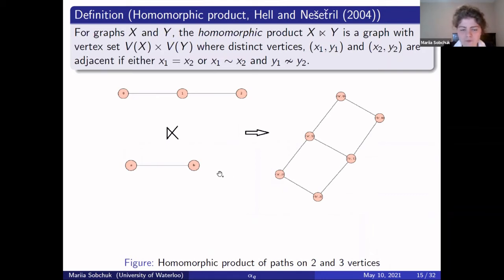Just because if I were to put more vertices, that would make it not so obvious what the product is. So, for example, we have here vertices A0, B0, they're adjacent because the first coordinates are adjacent and the second coordinates are not adjacent, like this. So that's a Cartesian product, but also a homomorphic product.